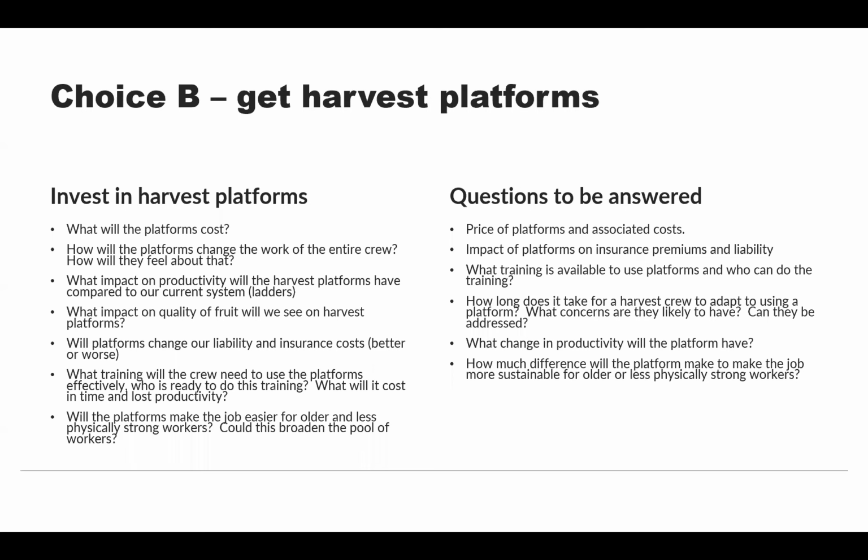Well, the platforms, they've heard they could make it easier, and that's why they're looking into it. But will it make the job easier for older and less physically strong workers? Does this really broaden the pool? So they really need to know how much difference the platforms will make to make the job more sustainable for their older or less physically strong workers. Because if it doesn't solve that problem, the platforms might still be a good investment, but their current problem is about this older workforce. That's what they're trying to think about, whether or not this would help.